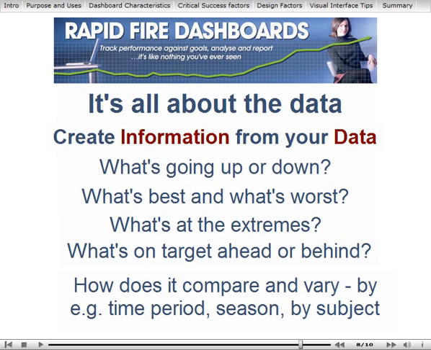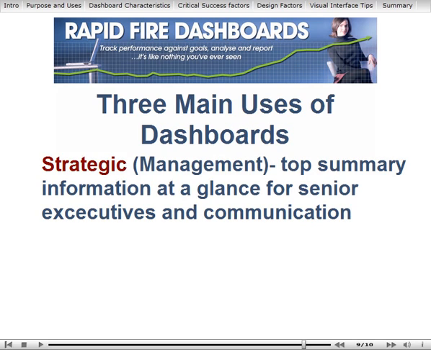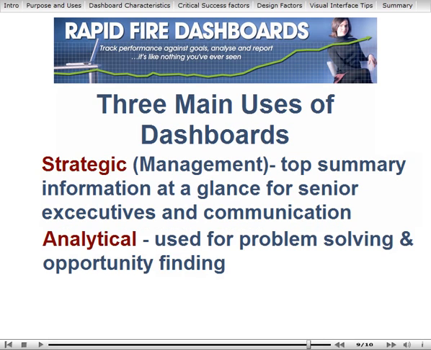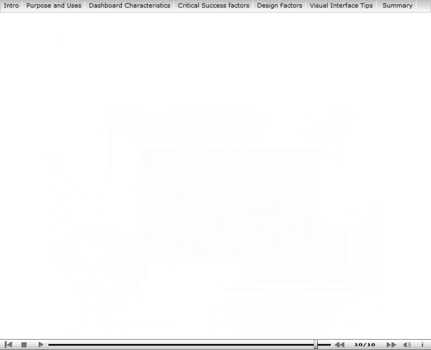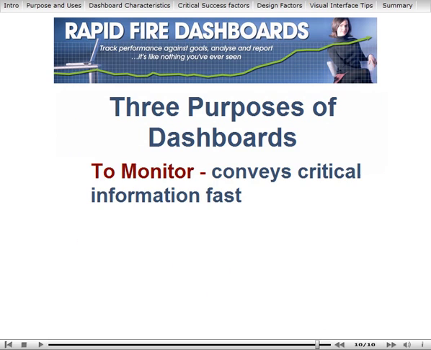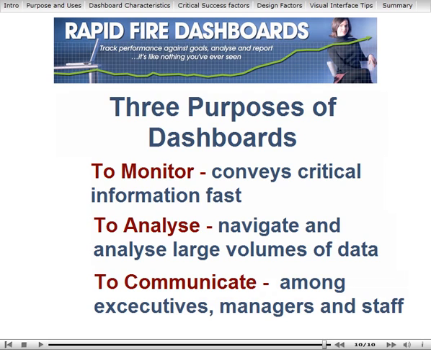To summarize, there are three main uses of dashboards. Firstly, strategic, top summary information at a glance for senior executives. Secondly, analytical, used for problem solving and opportunity finding. And thirdly, operational, used for detecting critical changes quickly in routine operations. Remember the three purposes of dashboards. Firstly, A, to monitor, to convey critical information fast. B, to analyze, navigate and analyze large volumes of data. And lastly but not least, to communicate among the executives, managers and staff.